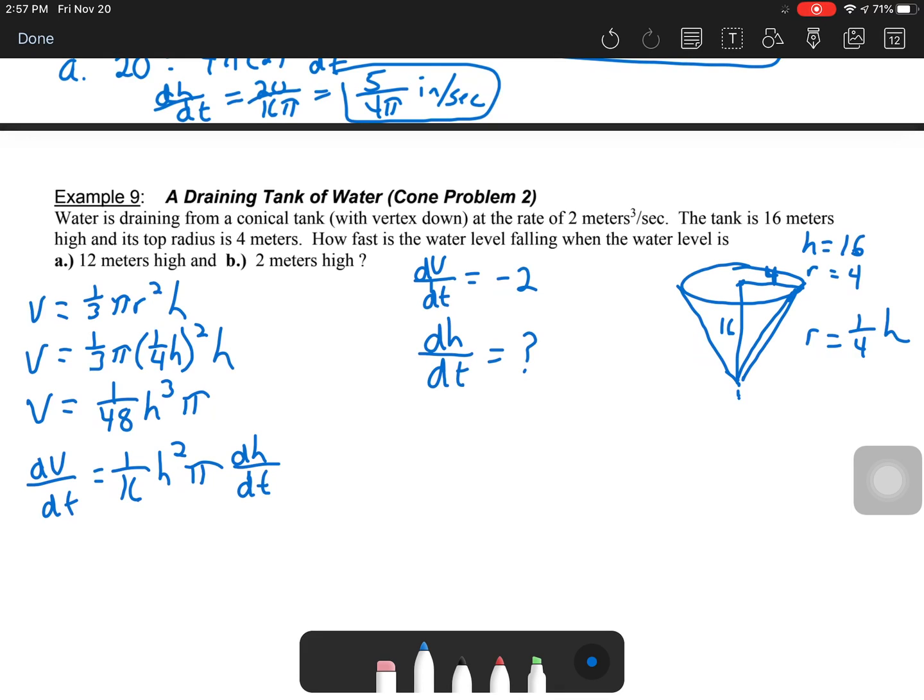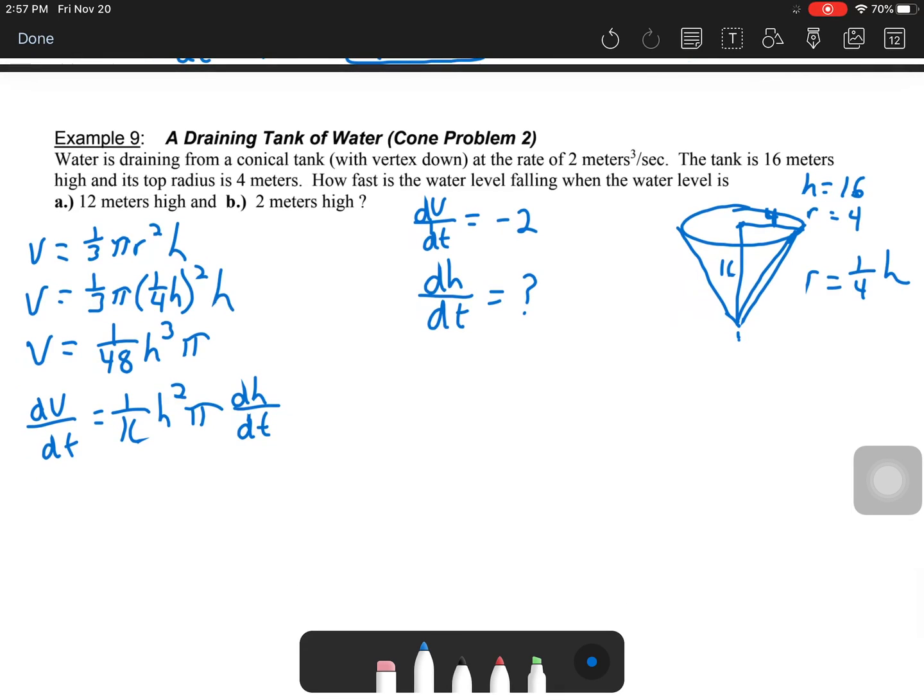I think at this point now we can make some substitutions in there for the h and the dV/dt, since we're solving for dh/dt. So I'm going to put in the -2 here for the dV/dt, and the h, that's what they're giving us right here. The water level is the height of 12 for part A, so I'm going to put that in as 12 squared, and then the dh/dt, I'm just going to put that first.